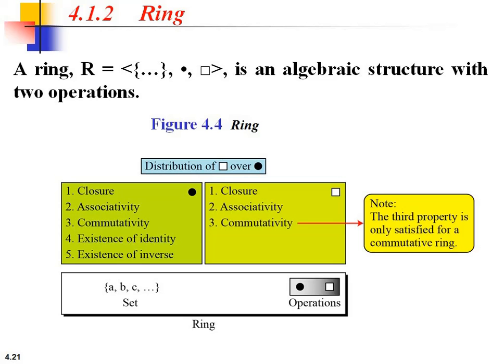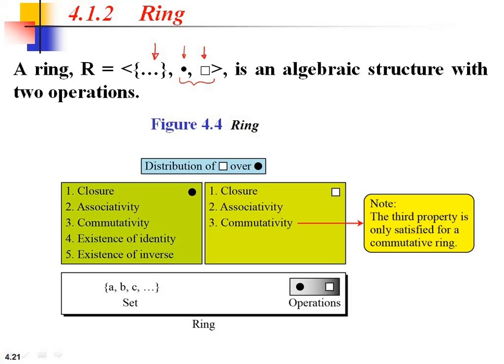The next algebraic structure is the ring. A ring is again defined over some set of elements with two operations, say dot and some other symbol, say square, or we can denote them by plus or any other symbol. So basically there are two operations.